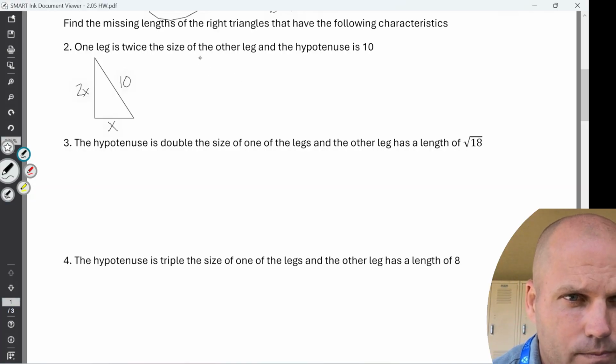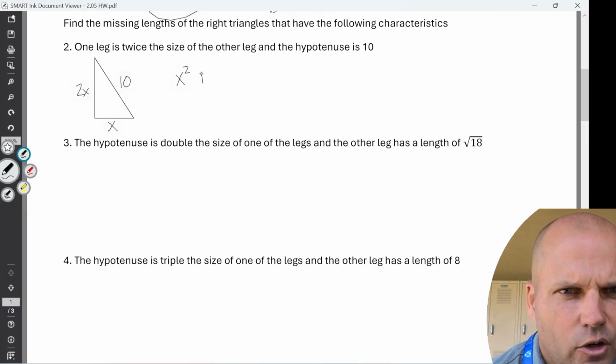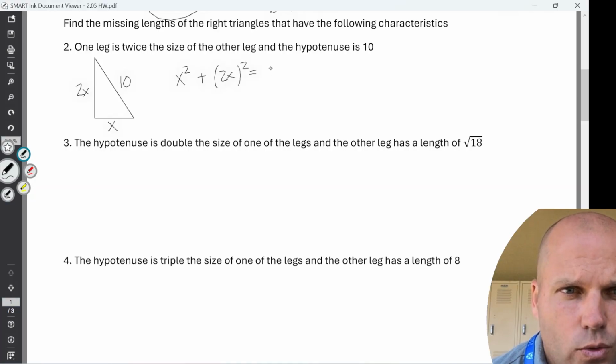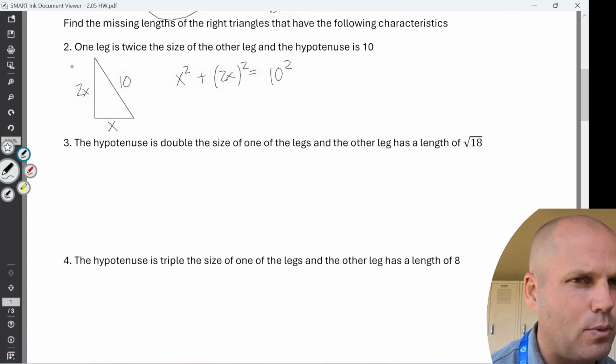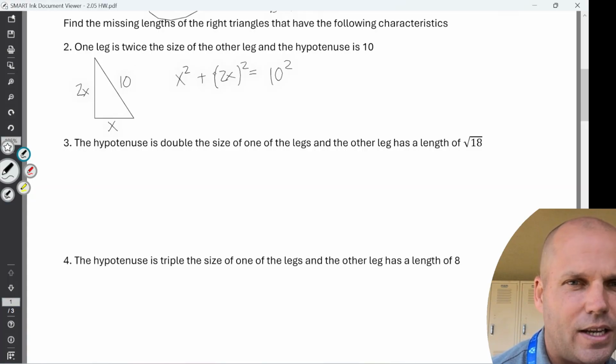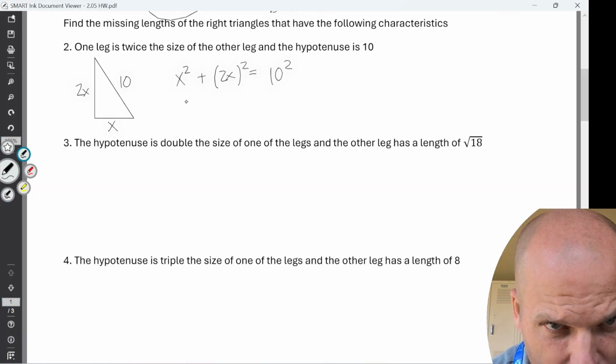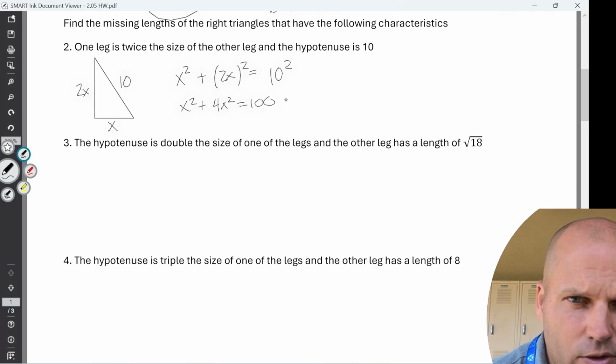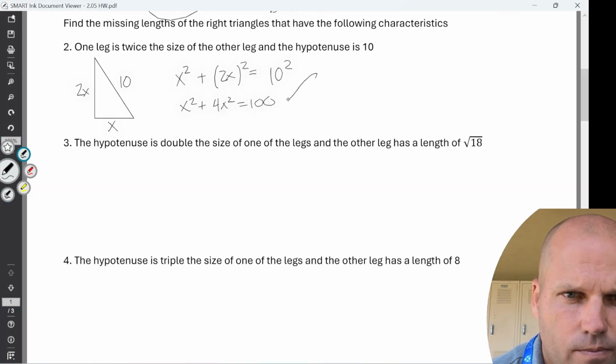Now here's what's really important. To find these leg lengths, we have to set up the Pythagorean theorem. And we have x squared plus 2x squared. That's 2x times 2x. Now that's important. Think about it. 2x times 2x is not going to be 2x squared. It's going to be 4x squared. So I have x squared plus 4x squared is equal to the hypotenuse squared, 10 squared, which is 100.